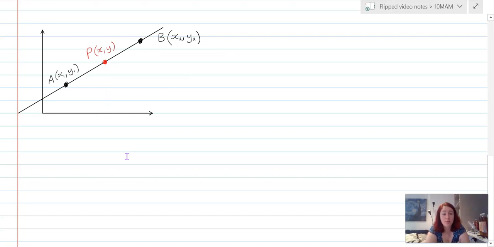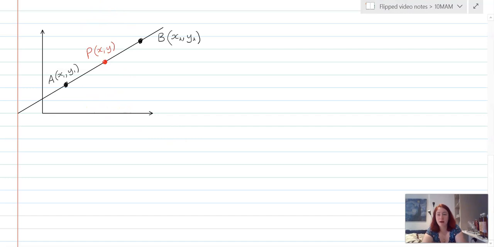Now, when our line is not parallel to an axis, there's a bit more that we have to do. So here we've got 2 points, A and B, which have the coordinates x1, y1, and x2, y2. We don't know what their coordinates are right now, we're just looking at the general case. And that midpoint, we're going to call point P. That's just going to have the coordinates x and y. Now, the way we work this out is we still have to find the average of the x, and we have to find the average of the y. But Pythagoras is actually what's going to let us do that.